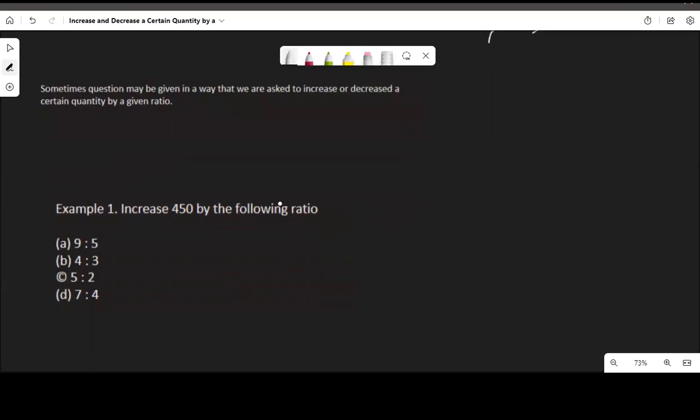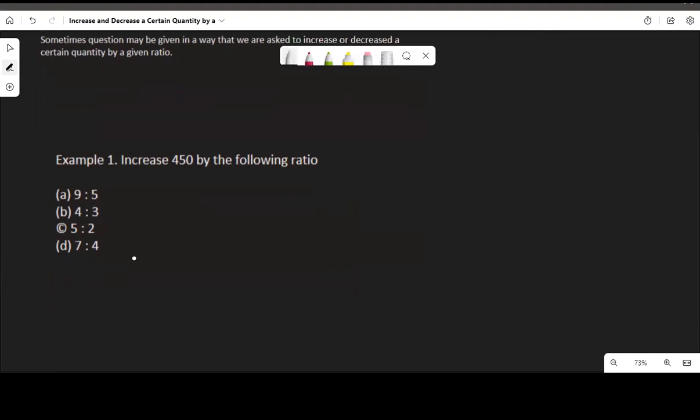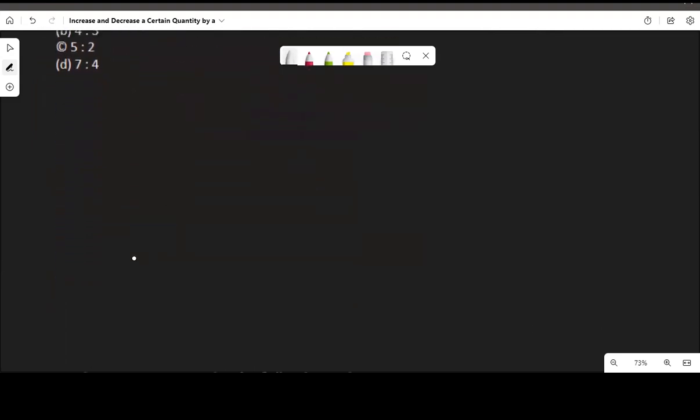You say increase 450 by the following ratio. If you look at this, you see that the first number here is greater than the second. The same thing here is greater than this. The same, 5 is greater than 2. 7 is greater than 4, and so on and so forth. So in increasing a quantity by a given ratio, the first number is usually bigger than the second number. While the reverse is the case for decreasing a quantity by a given ratio.